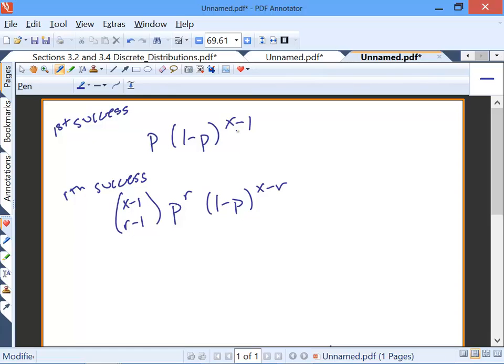They're very similar, and that's why they go together in this situation, but I don't know why the negative binomial is called binomial. It makes you think it's more binomial, but it's really more geometric.